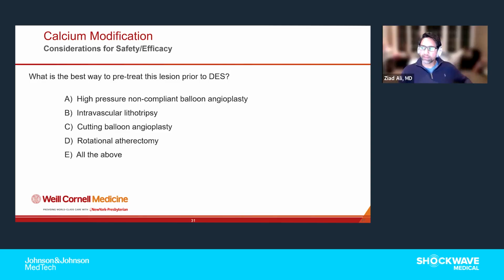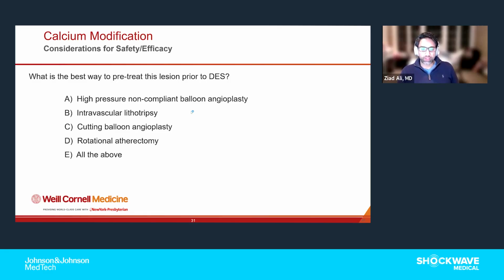Well, I think there's a couple of very key features to this, right? One is it's your last remaining vessel. So he's not going to be able to tolerate risk. If you end up with a bad dissection, or if you end up with slow flow using atherectomy, I think that's where your potential problems are going to come.